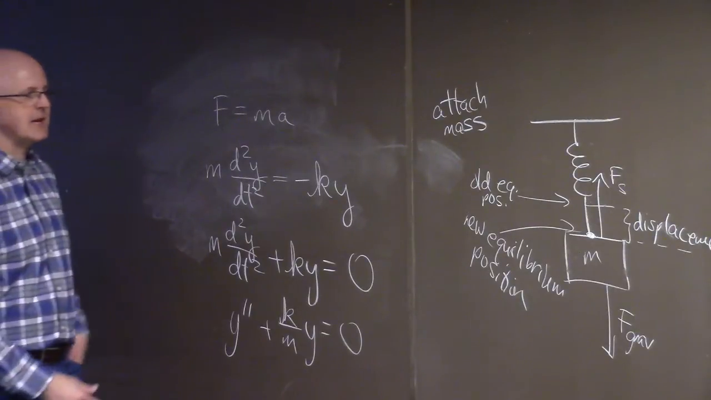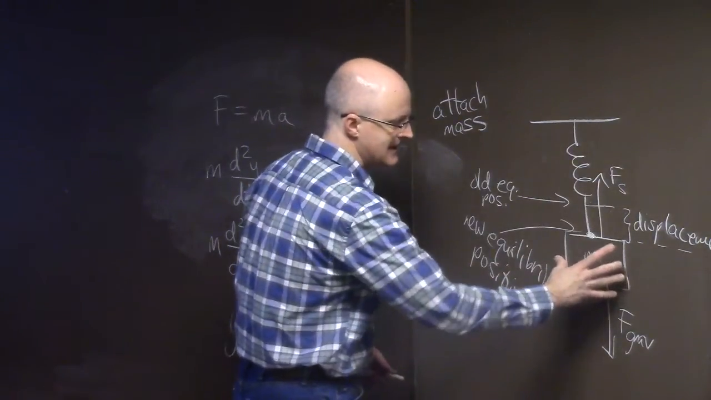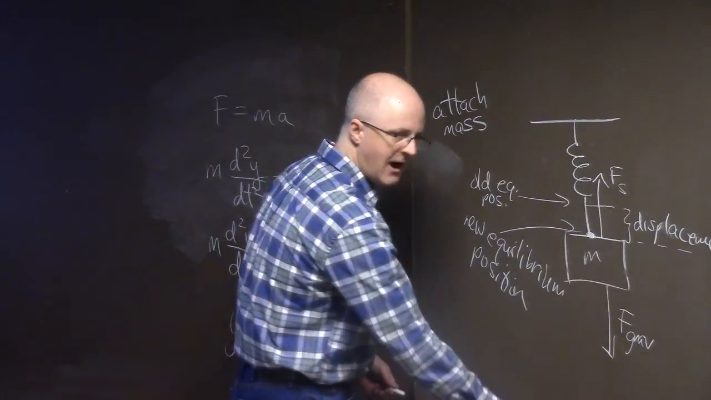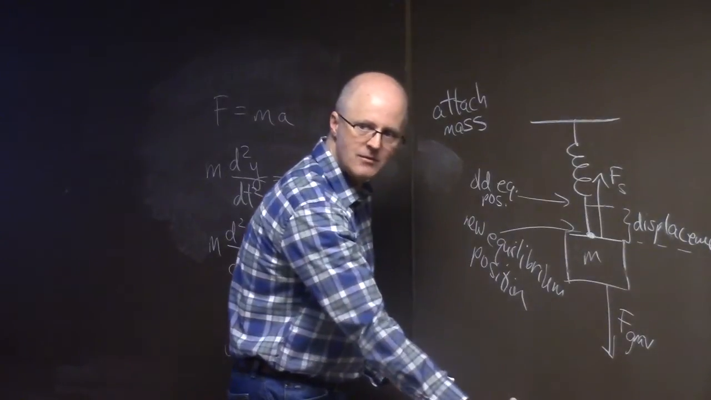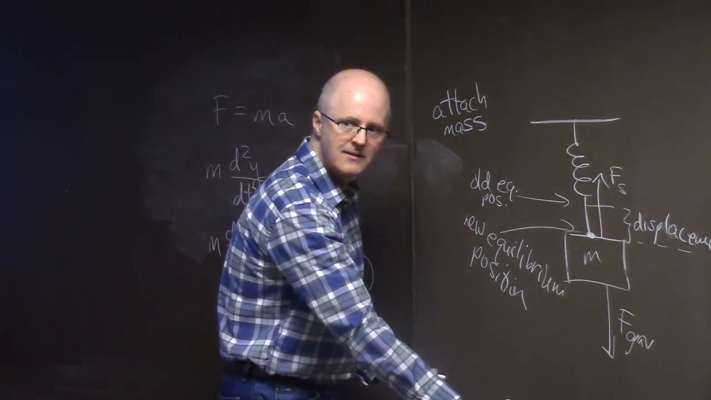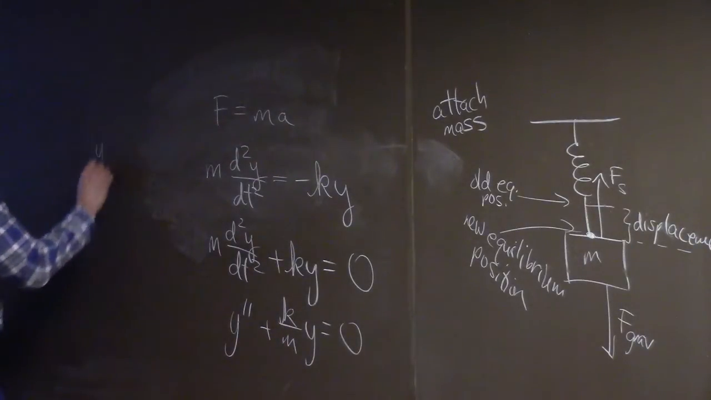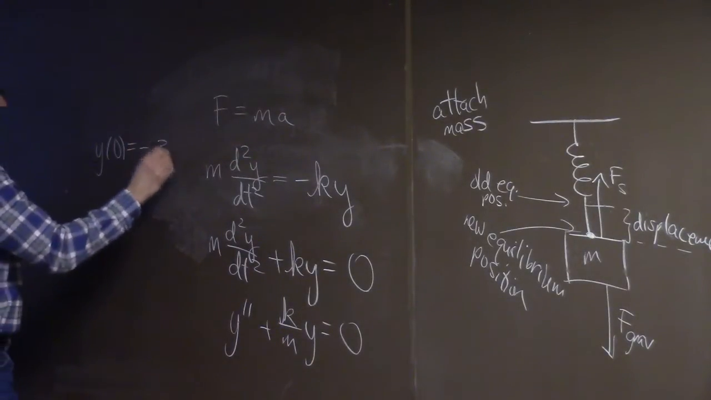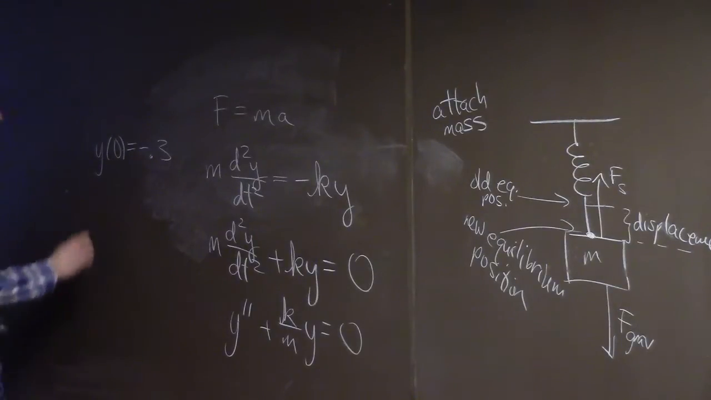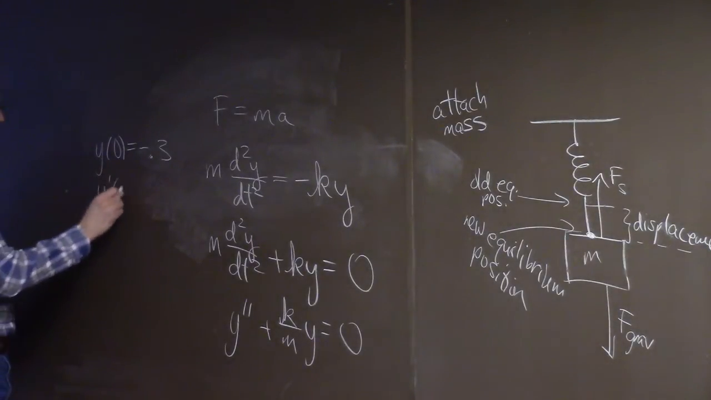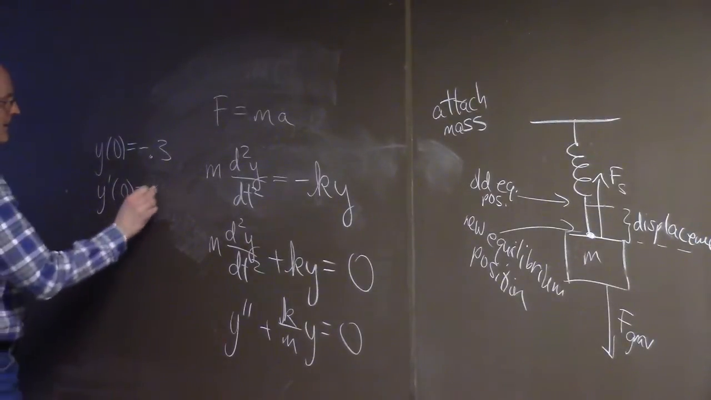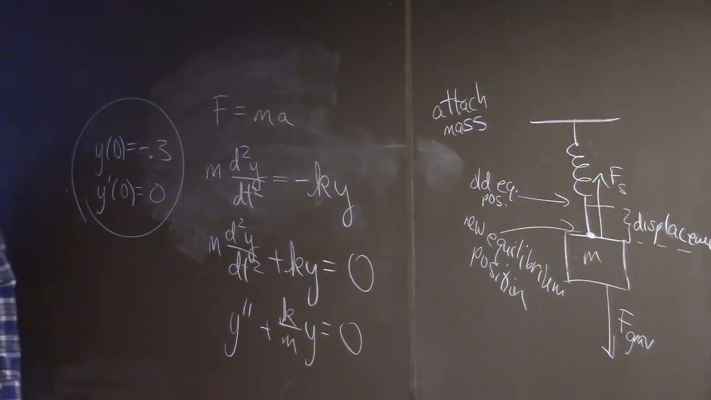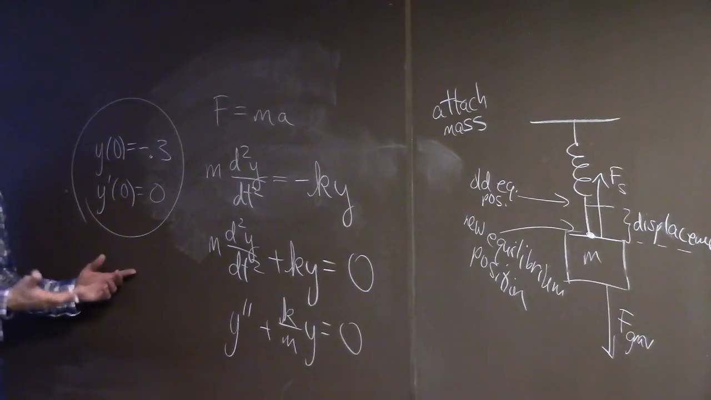You can also say there's a certain initial condition. If you grab the mass from this new equilibrium position and, say, pull it down 0.3 meters, just to make something up, and then let it go from rest, that gives me two initial conditions: an initial position, negative 0.3, and an initial velocity. What would the initial velocity be if I let it go? Zero. I'm not giving it a push or a pull as I let it go. So those would be some initial conditions that would satisfy what I just verbally said.